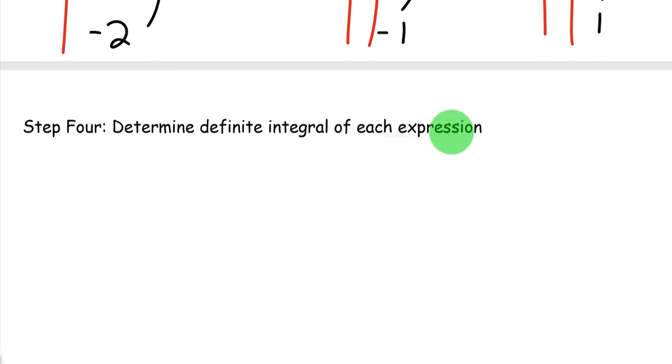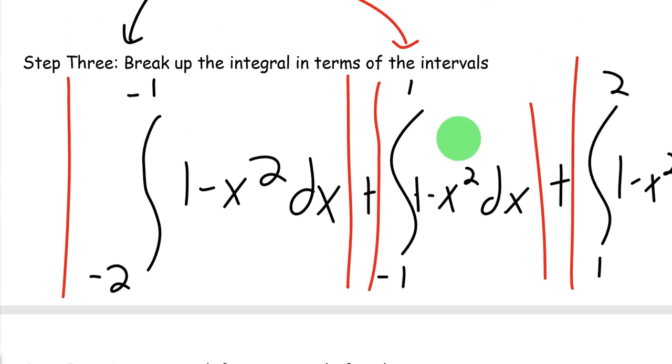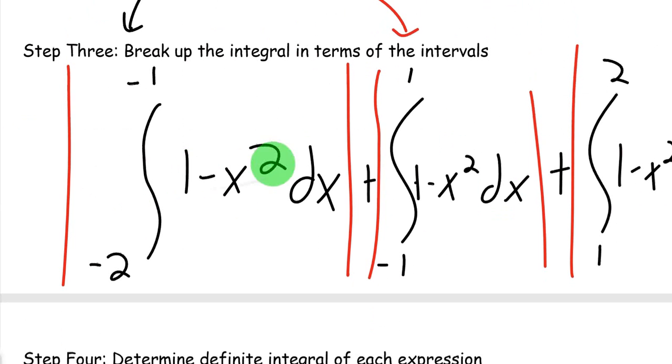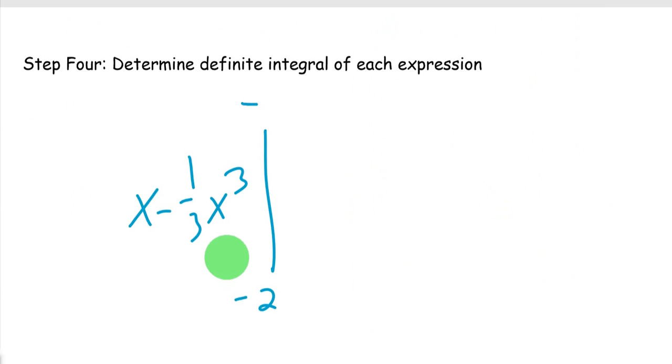Now we're going to determine the definite integral of each expression. Well, fortunately, the antiderivative of these isn't going to change. The only thing that changes is the limits. So what is the antiderivative of 1 minus x squared? We're going to use the reverse power rule and the reverse constant multiple rule. So it's going to be x minus 1/3 x cubed. Okay, now for our first definite integral, we're going to be evaluating that from -2 to -1.